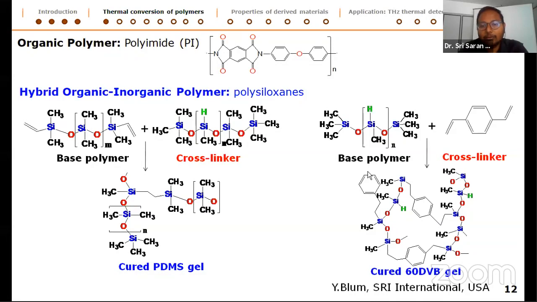Okay, and we also have other polymers, in collaboration with SRI International, a company in the USA, with Dr. Eagle. So we received samples with a high carbon content. They used a different crosslinker, like divinylbenzene, to make the bonding between the siloxane matrix to get a very carbon-rich polymer compound.